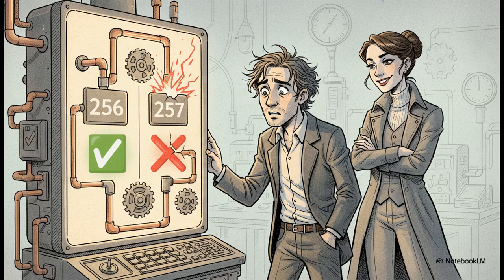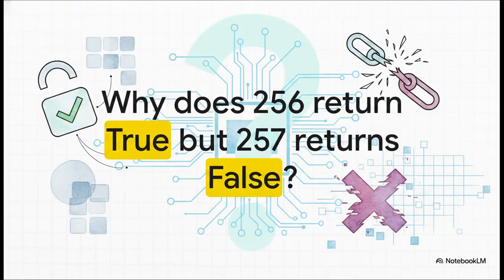Wait, what? The exact same logic that worked flawlessly for strings and perfectly for 256 suddenly breaks the second they go just one digit higher. So Timothy is just staring at his screen, and he's asking the exact same question we all would.